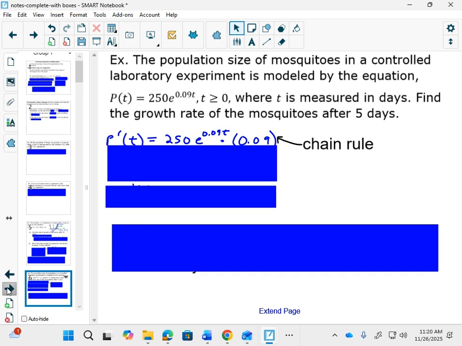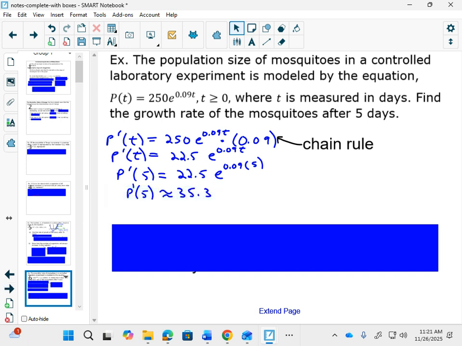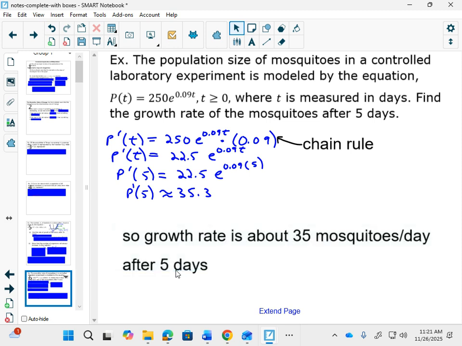Now if you want to find the growth rate after 5 days, we could take this derivative and plug in 5 and get this answer. But I want to show you, because this would be a calculator part of your test, a couple things you could do as well. So I'll let you write that down. Here, I'll let you write everything down. This doesn't seem so bad. 35 mosquitoes a day, I could handle that.